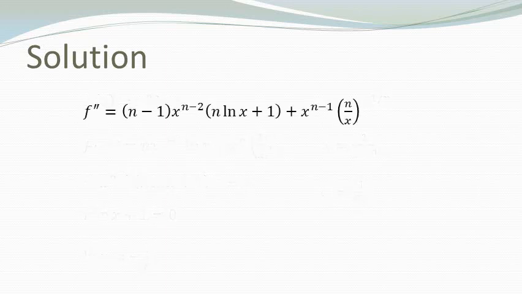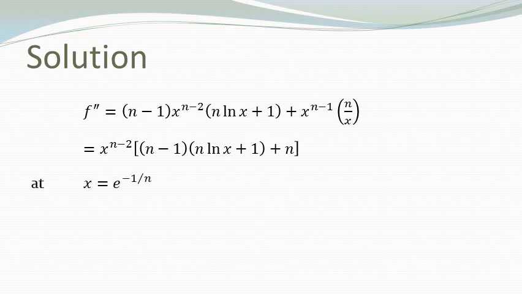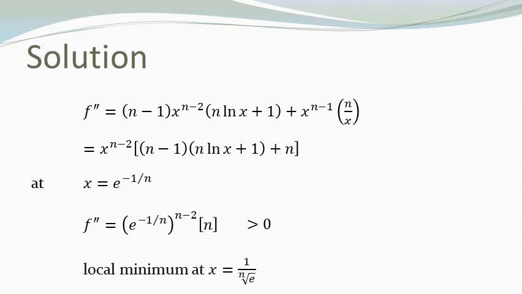Let us now evaluate the second derivative of the function. So this is what we get. It can be simplified to this form. Now at x equals e to the power minus 1 by n, the second derivative evaluates to this expression. Now n is positive, so therefore the second derivative would also be positive, and that means we have a local minimum at the point x equals 1 divided by the nth root of e.